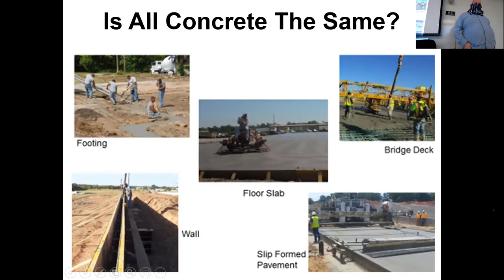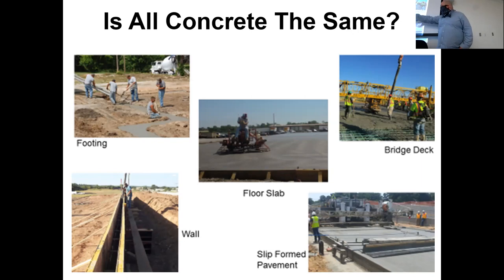So the question is, is all concrete the same? Absolutely not. If you want a slip form paving application, so for highway applications, you may want a 1-inch slump concrete. However, for a bridge deck, you may want a 5-inch slump. Meaning this is really stiff, and this is a lot more flowable and you're pumping with it.